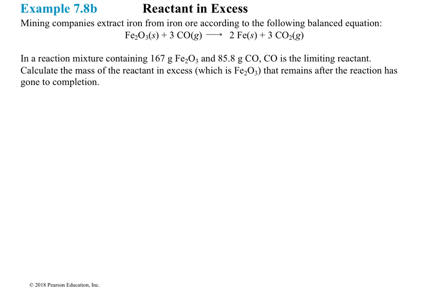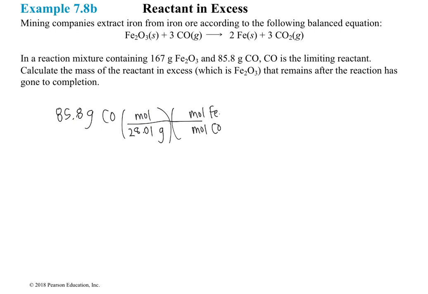If we go back to the iron oxide example, then we're going to, again, start with the limiting reactant, which in this case is carbon monoxide. So let's start with 85.8 grams of carbon monoxide. Now I'm going to go to how much iron oxide gets used. So I have 28.01 grams per mole. Now moles, key point, carbon monoxide to moles of iron(III) oxide.